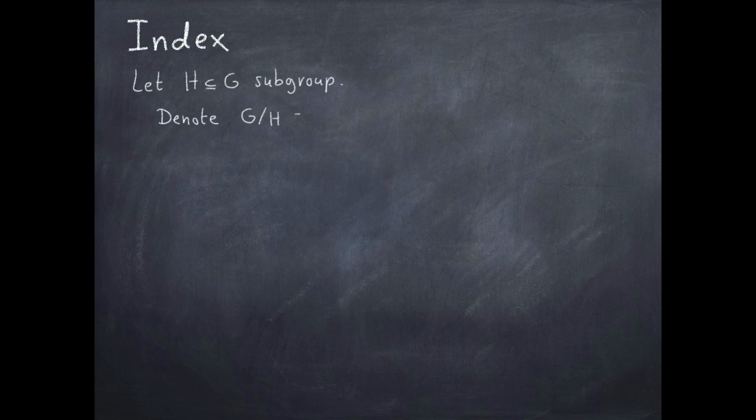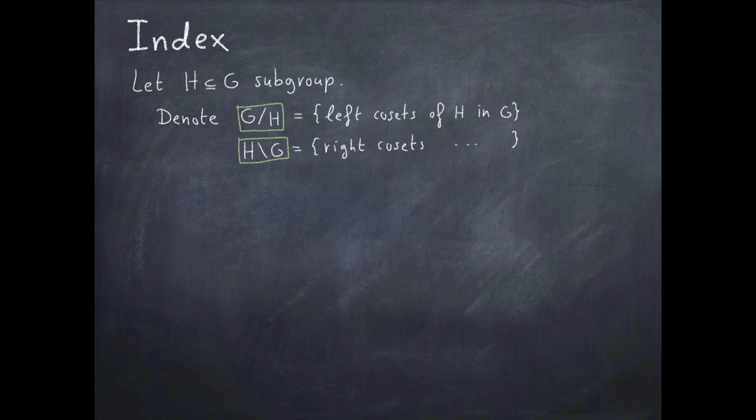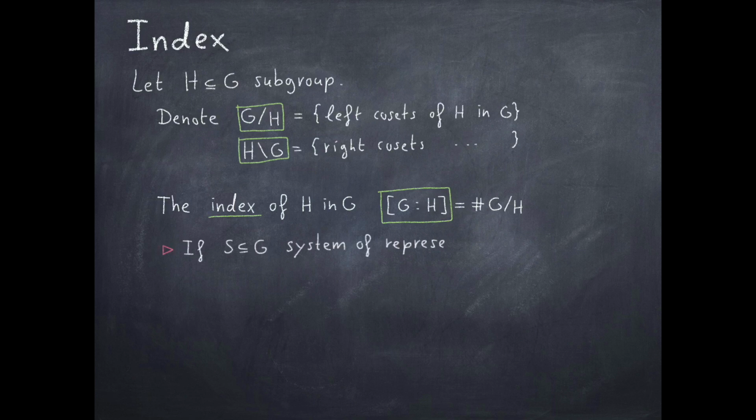Let H be a subgroup of G. We use the following notation to denote the set of all left cosets of H in G. We have a similar notation for the right cosets of H. Most of the time we will focus on left cosets as we did in the previous theorems. For right cosets, analogous results hold. We define the index of H in G to be the number of left cosets of H. This is of course the same as the number of elements in a system of representatives.